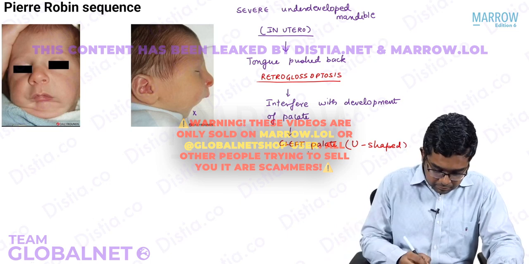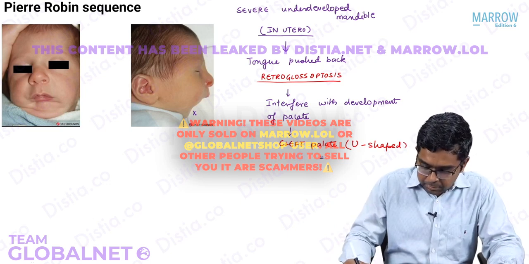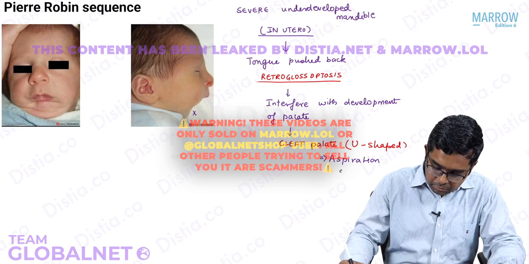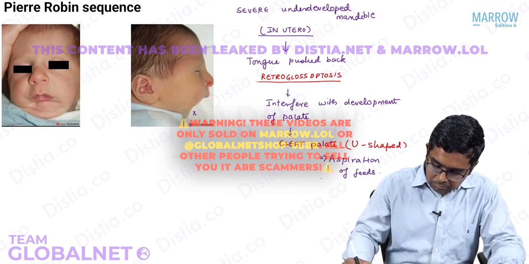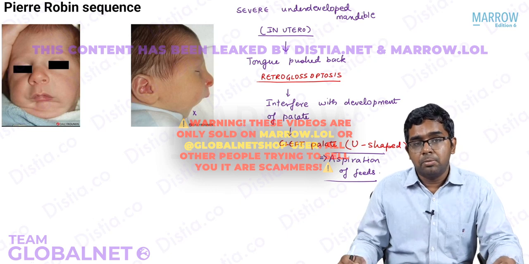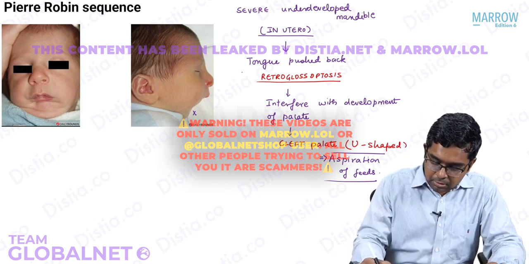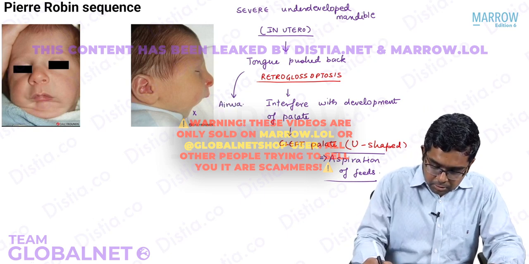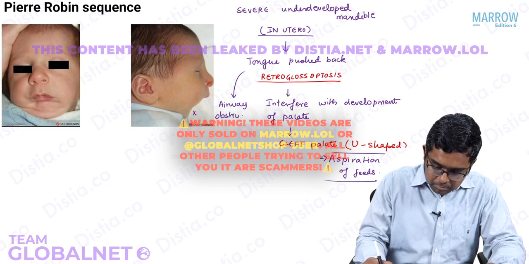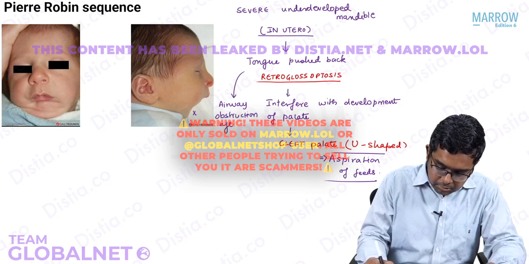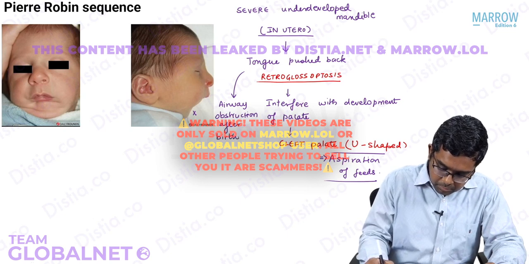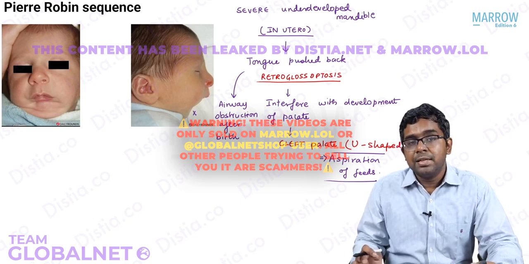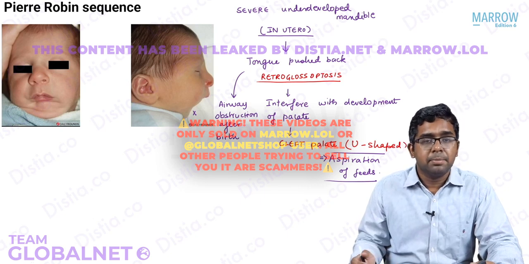Now this cleft palate, which is very big in size, can predispose to aspiration of feeds after birth. Okay, it's a very important problem in these children. The second important problem is, because the tongue is getting pushed back, it can also cause airway obstruction after birth. So you can understand the chain of events which are occurring due to severely underdeveloped mandible, and that is what we call Pierre Robin sequence.